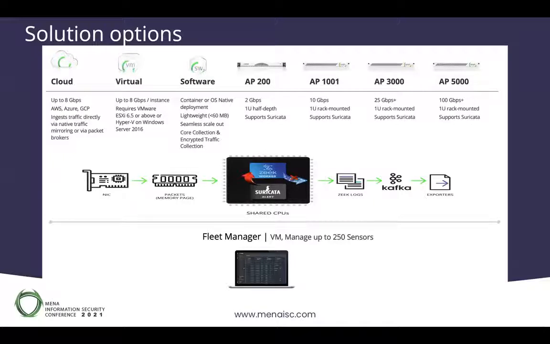Drilling down into the solution options, as I mentioned, there are 4 deployment options: hardware, cloud, virtual machine, or software. The hardware appliances are available in 4 sizes: 2, 10, 25, and 100 Gbps. The VM options support VMware and Hyper-V, and Cloud Sensor can be deployed on AWS, Azure, or GCP, as I mentioned earlier. Our software sensors are extremely flexible, deployable on virtually any 64-bit Linux server. We also offer our Fleet Manager, which enables the management of up to 250 Corelight sensors from one place.